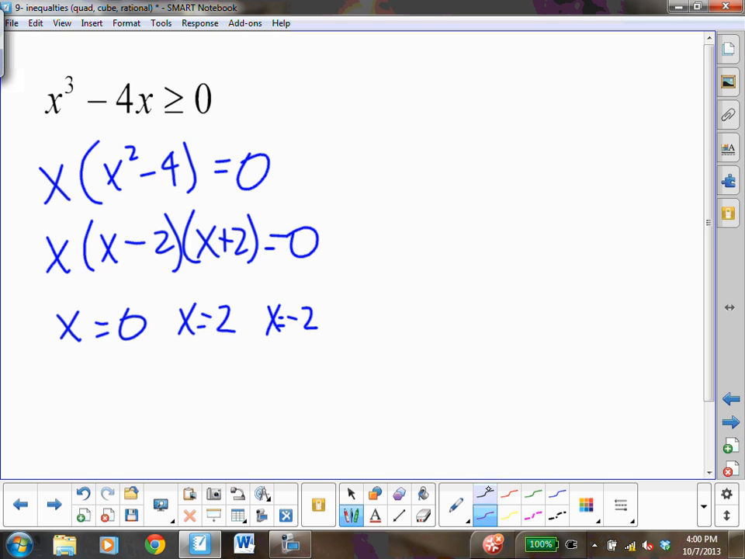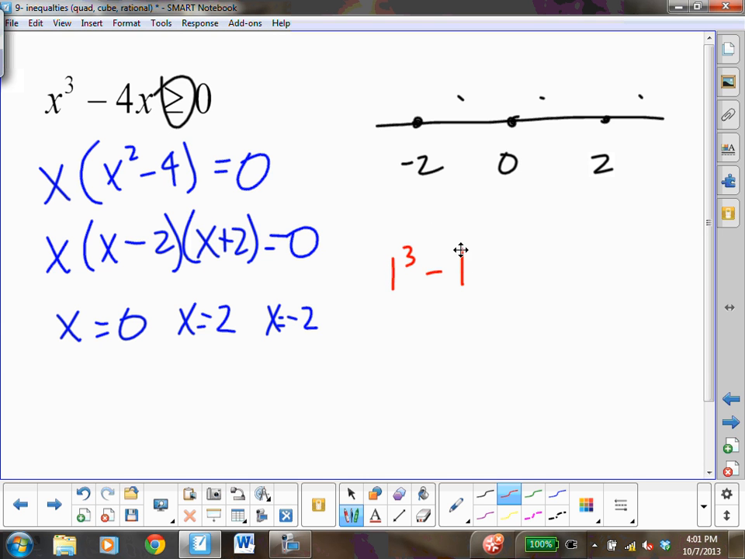But since this is an inequality and not an equation, I'm not done. I know I have closed dots. I'll keep that in mind for the future. And I'm going to create my little number line and think about my test intervals. So I have 1, 2, 3, 4 possible intervals for my solution here. And again, I need to pick numbers. This time I can't plug in 0 because 0 won't tell me if an interval will work. But I can plug in 1 and -1.